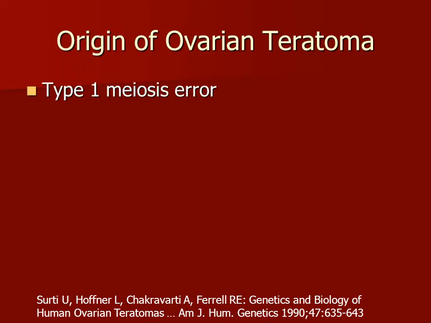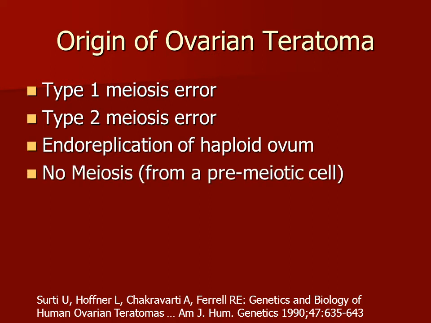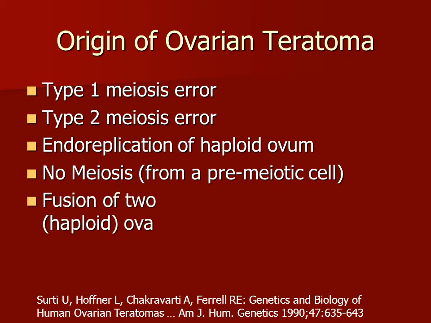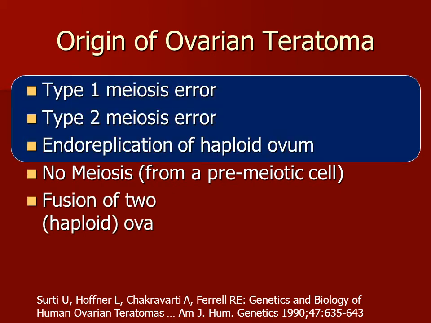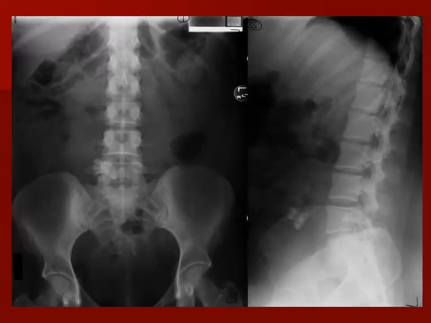The ovarian teratoma is thought to arise either from a type 1 meiosis error, a type 2 meiosis error, endoreplication of a haploid ovum, arising from a premeiotic cell without meiosis, or from the fusion of 2 haploid ova. The information suggesting the meiotic error is related to the fact that these tumors have a loss of heterozygosity in about 2/3 of cases. So the ovarian teratoma may have identical pairs of chromosomes.